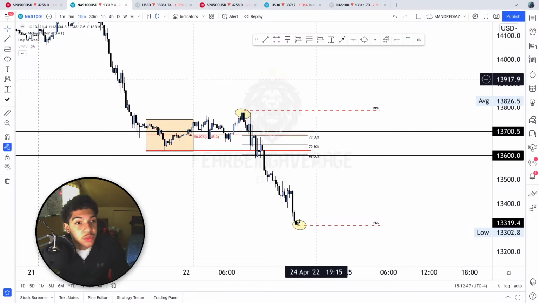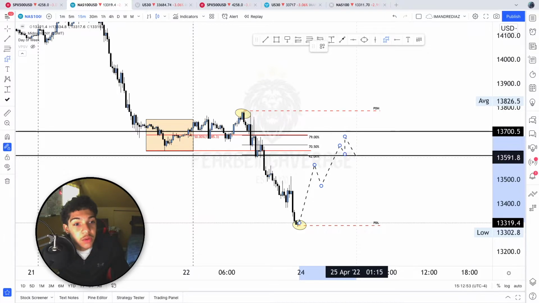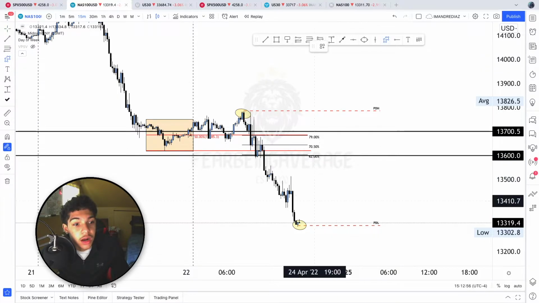So we're just going to have to see what the market does. But in my opinion, as of right now, I'm anticipating price to potentially push higher and then maybe consolidate orders before potentially going higher, lower, I mean.